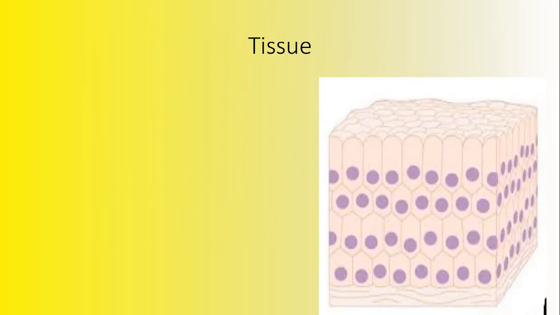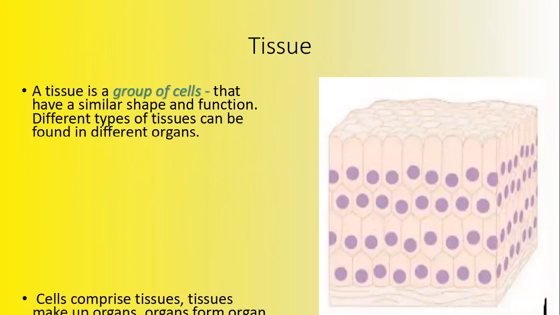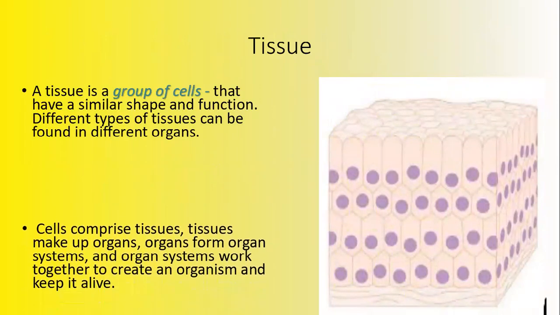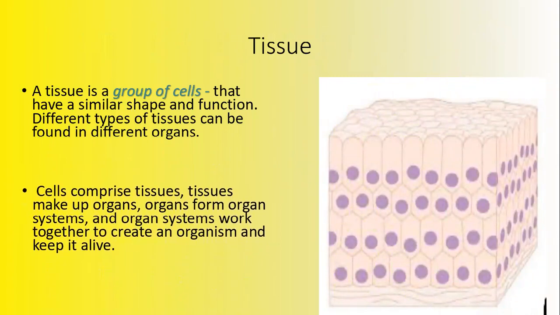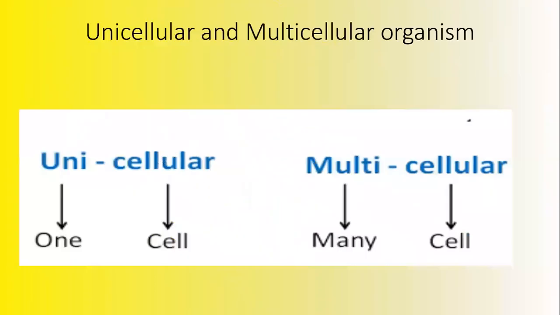When different cells having similar functioning and shapes combine, they give you tissue. A group of cells with similar shape and function gives you tissue. And when tissues combine, they give you an organ. And when organs combine, they result in an organ system. Organ systems work together to create an organism and keep it alive.